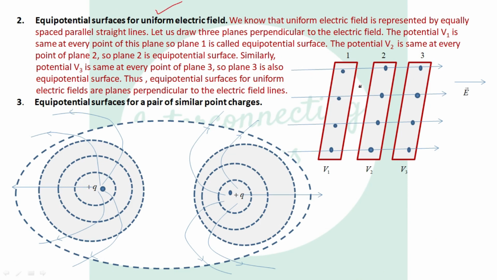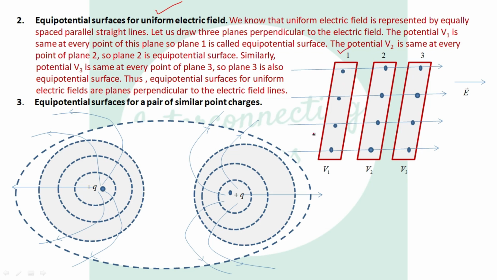Number 2, equipotential surfaces for uniform electric field. Suppose we have a uniform electric field, and you know the uniform electric field is given by equidistant parallel lines. Now we draw some planes, plane 1, 2 and 3, in a manner such that electric field lines are perpendicular to these planes, crossing these planes perpendicularly.